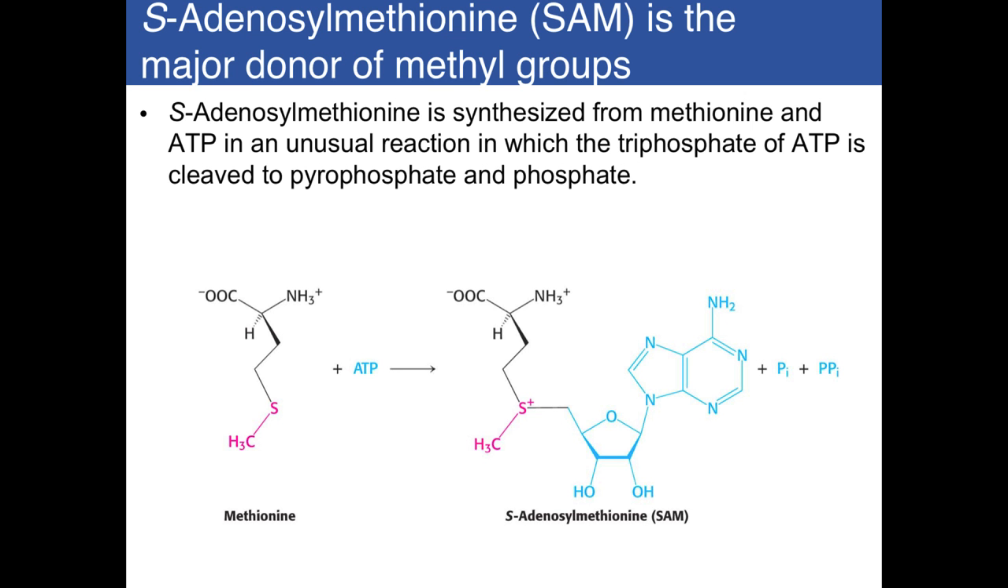SAM, which is S-adenosyl-methionine, is the major donor for methyl groups, and S-adenosyl-methionine is synthesized from methionine and ATP. And here's the reaction. So basically we have methionine and ATP, and we're going to make this. What is this blue structure right here? We have this methionine attached to this nucleotide, and that's the major intermediate. What does it do? It's a major donor of methyl groups. So this methyl group right here is what it donates.